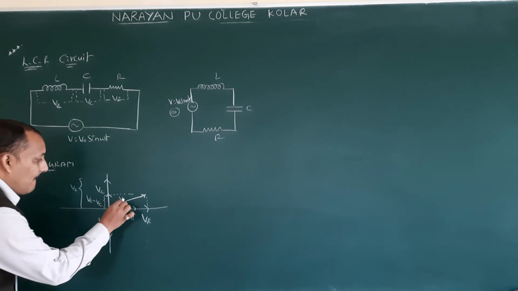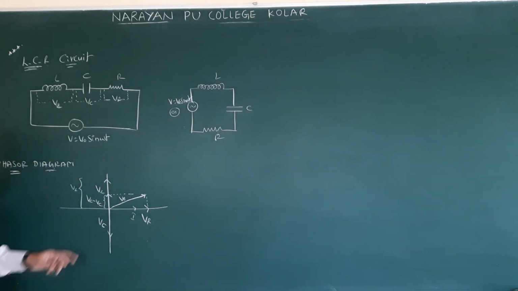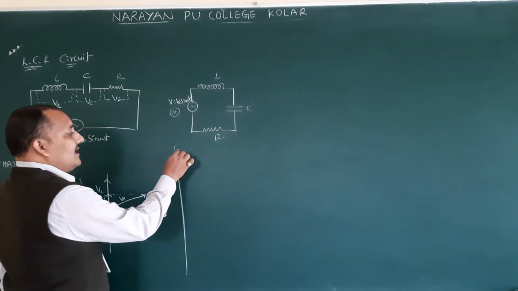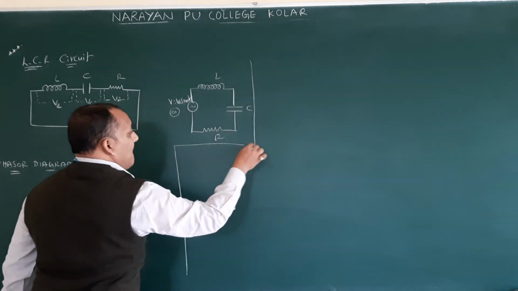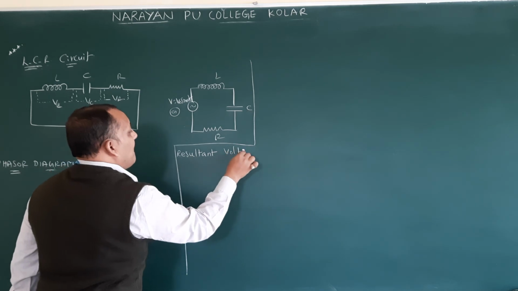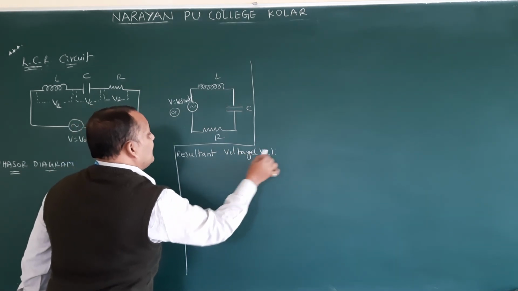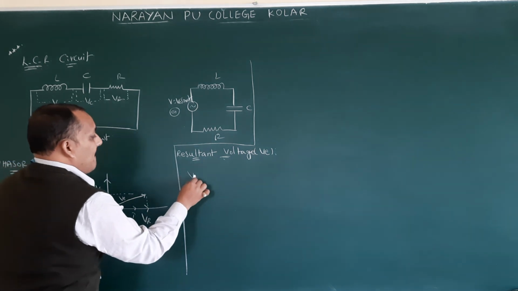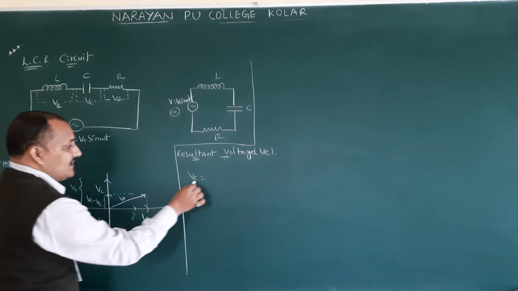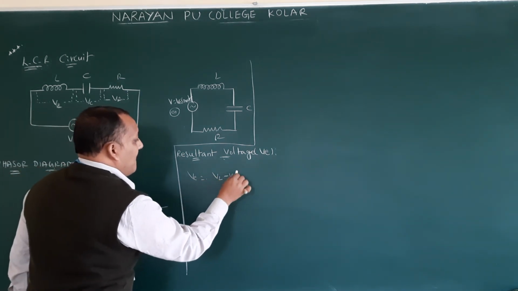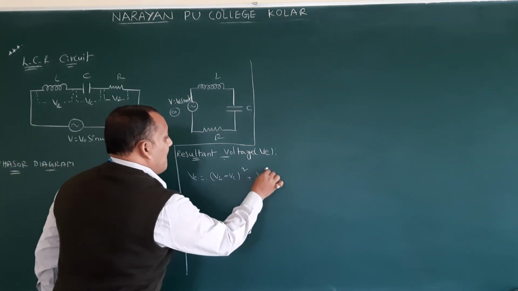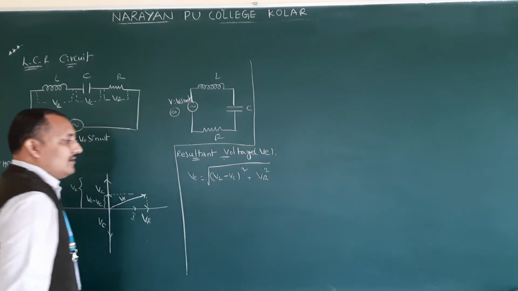This is nothing but the effective voltage. So how do we get the effective voltage, what is the formula? Resultant voltage or effective voltage, that is nothing but V. So V is equal to the root of, what is this side? VL minus VC whole square plus VR square. Correct?